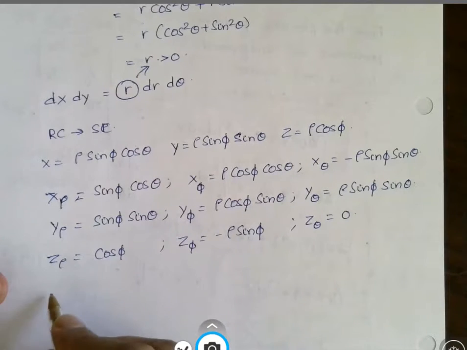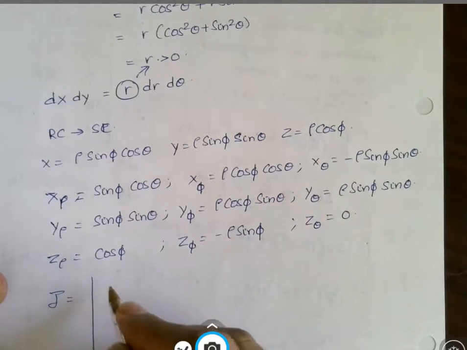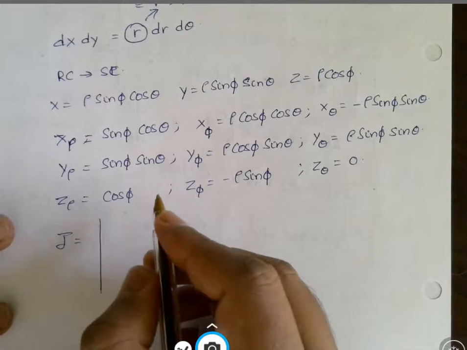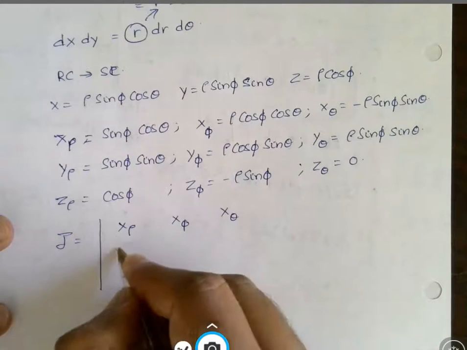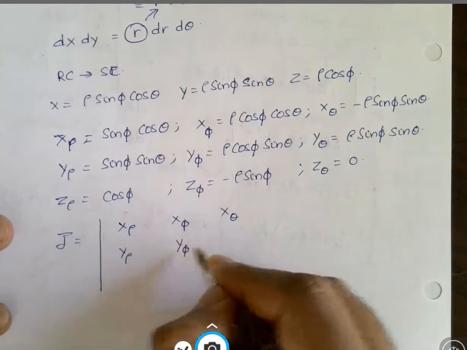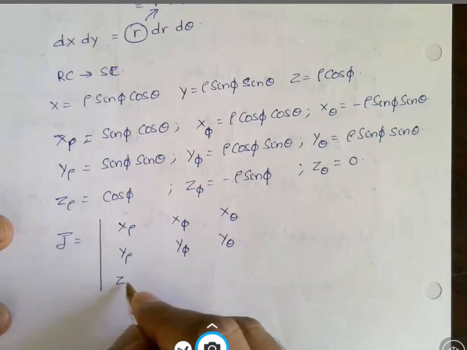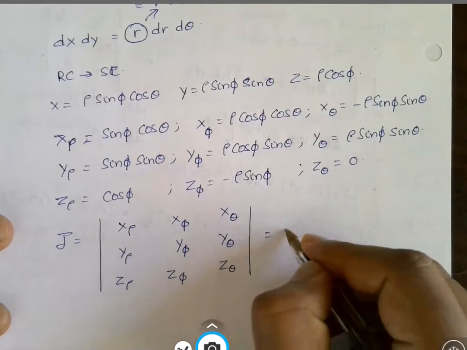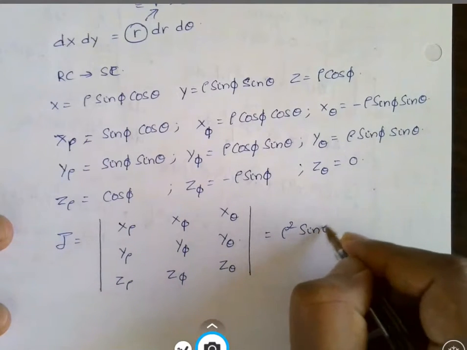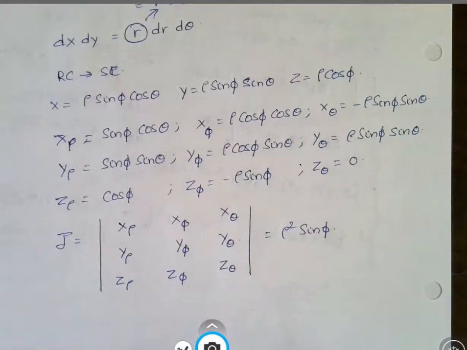So when you find the Jacobian, which is the determinant of x_rho, x_phi, x_theta, y_rho, y_phi, y_theta, z_rho, z_phi, and z_theta, what you would get is rho squared sine phi. Okay, that's what you would get. Plug in and find the determinant of a 3 by 3 matrix. You must have learned how to find the determinant of a 3 by 3 matrix in pre-calc, then you would get the same thing. I hope this is clear.